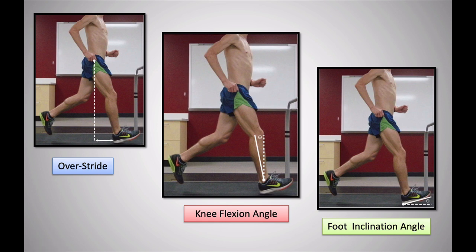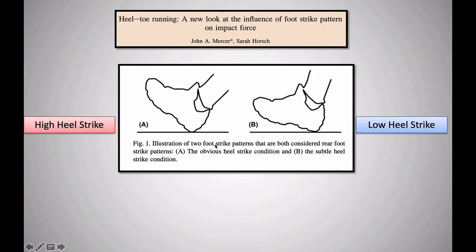And the foot strike, so let's look at the foot strike here. When you look at the foot inclination angle, we can split that into two types: the high heel strike and low heel strike. What I mean by high heel strike is excessive dorsiflexion, and here with less dorsiflexion. They looked at 10 runners whose impact forces were affected by foot strike, and what they found was that the higher the heel strike, the more impact forces.